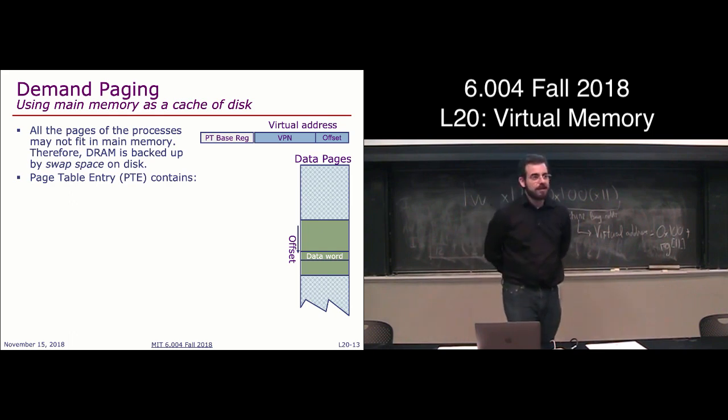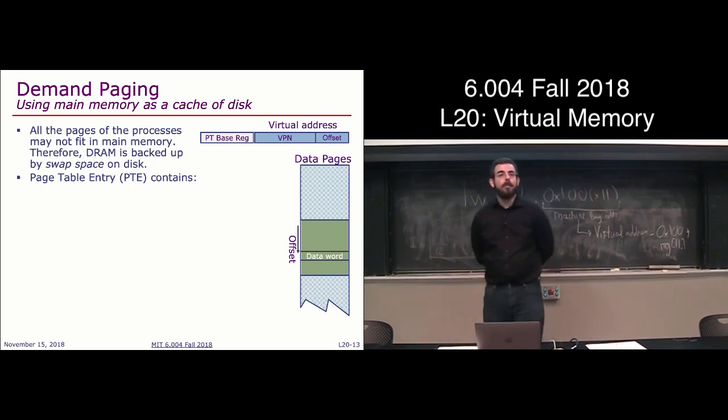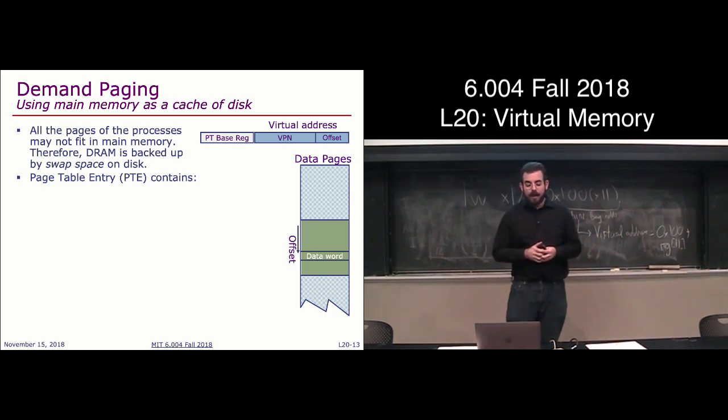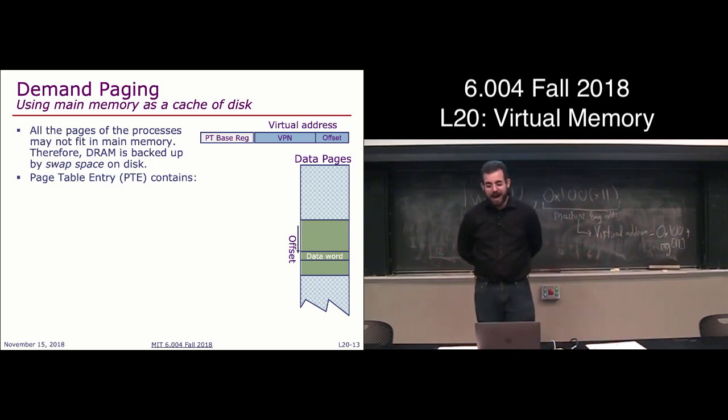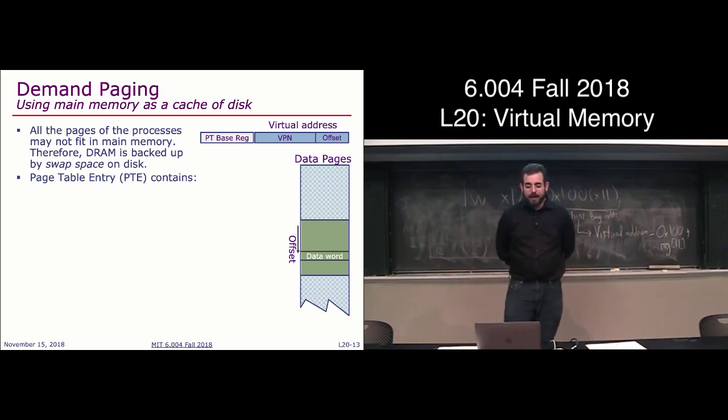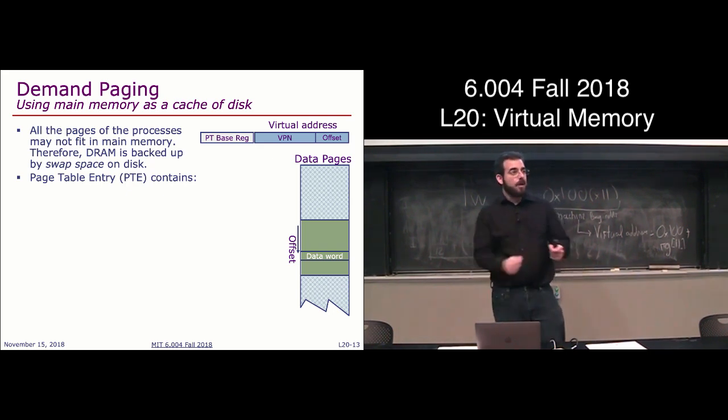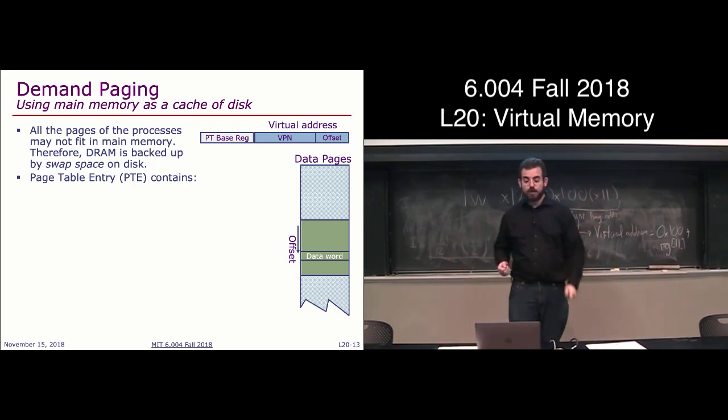With demand paging, and so now we're getting to the specific organization of the page table, the key idea here is that because not all the pages fit in main memory, we're going to use some part of disk, which is much larger than main memory, as storage for main memory pages. We call this swap space, and we'll see why it's called swap space. It's because we're always swapping pages between disk and main memory. So the page table is just an array of page table entries that's indexed by the virtual page number.